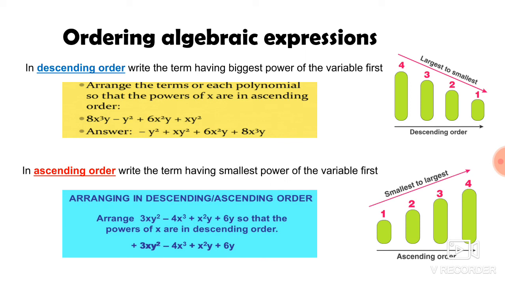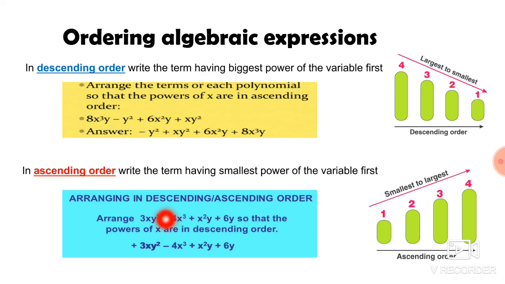These are the examples. This is an example of ascending order. To arrange in ascending order, we write the smallest power first. We are arranging it with respect to y. So y exponent 2, again y exponent 2 terms, y exponent 1, y exponent 1. This is the example of descending order. Descending order means write the highest power first.